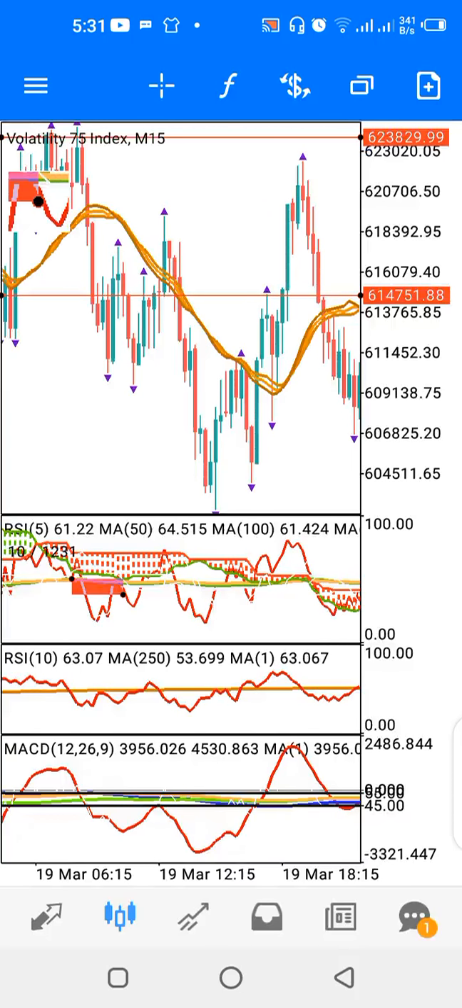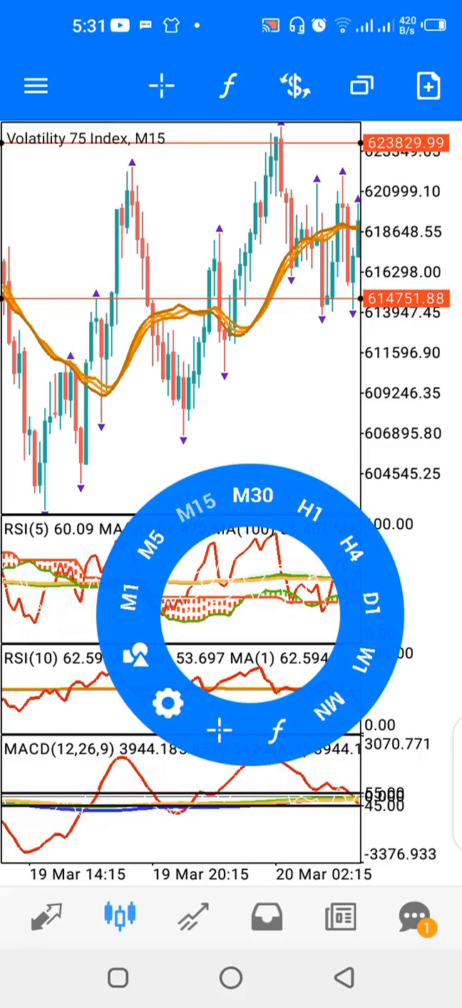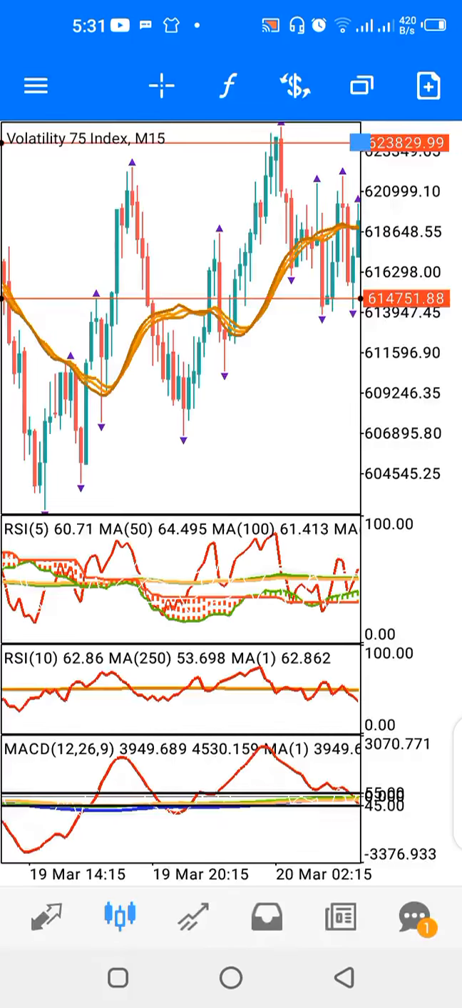This is another cross below. So when it just peeps out below all indicators, I mean the moving averages and the Ichimoku. All right, this is a cross above. So that's only when you buy.